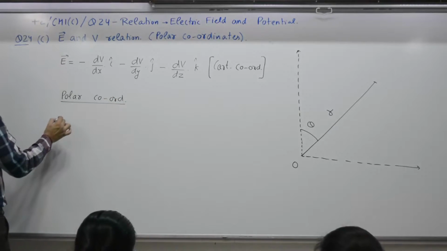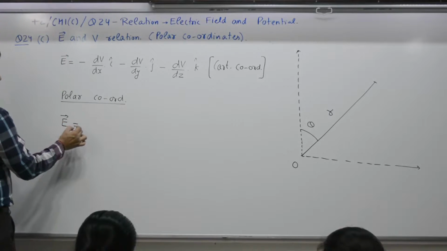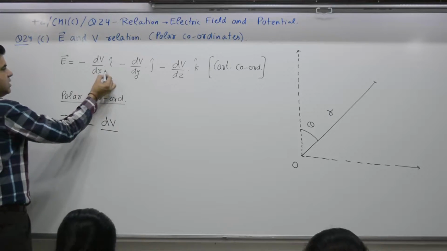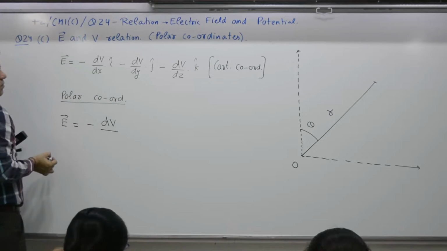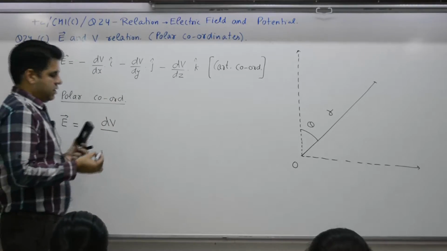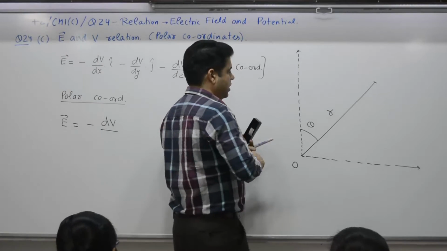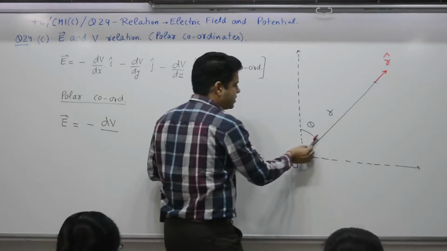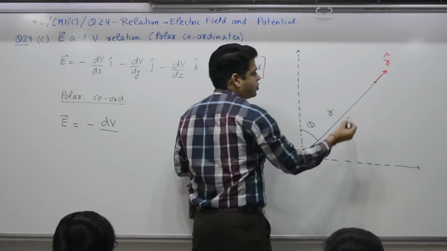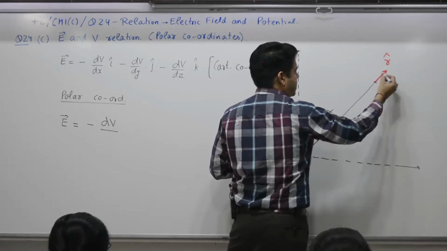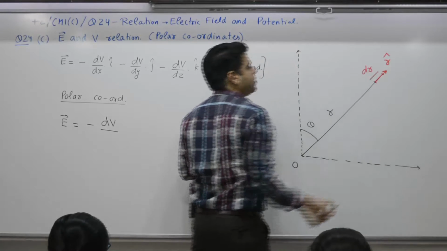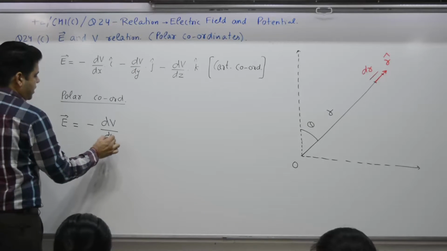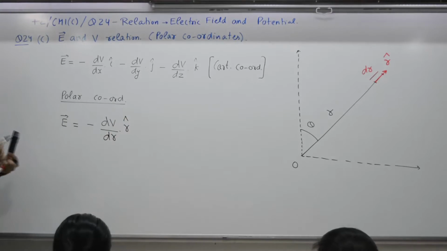In the polar coordinate arrangement, E is equal to minus dV. This was dx, an increase along the x-axis, direction i. This direction is termed radial, with unit vector along r. If you move in this direction, it is termed radial. So a small increase in this direction is dr. So E is equal to minus dV by dr, direction is the unit vector along r. Write it.